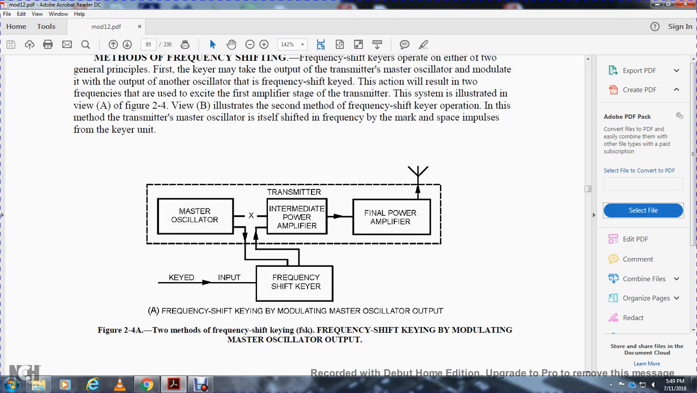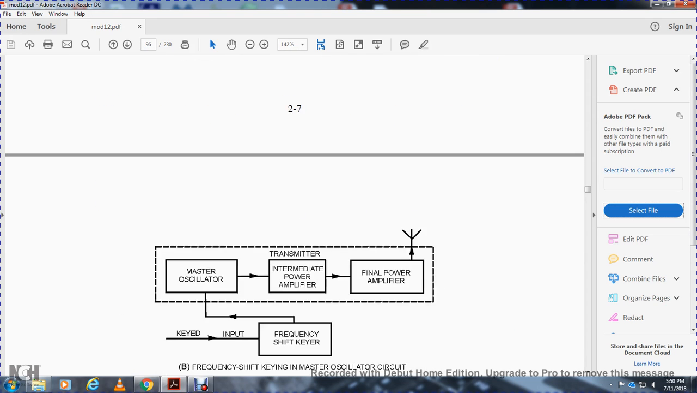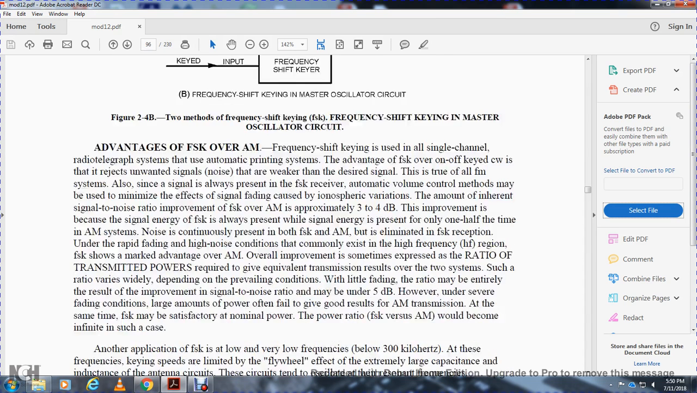Figure 2.4 shows the two methods of frequency shift keying. With the frequency shift keying modulating the master oscillator output, the key input goes to the frequency shift keyer, to the intermediate power amplifier of the transmitter, and also to the master oscillator, which goes back to the frequency shift keyer. The other route is then from the intermediate power amplifier to the final power amplifier to the antenna. In the other method, the key input goes to the frequency shift keyer, to the master oscillator, to the intermediate power amplifier, to the final power amplifier, and to the antenna.